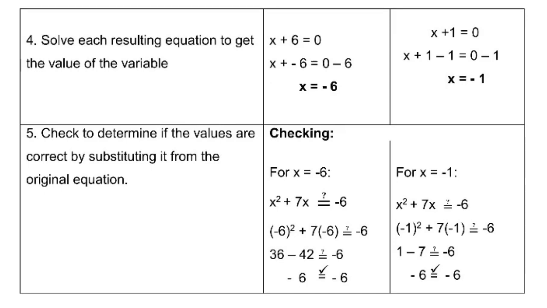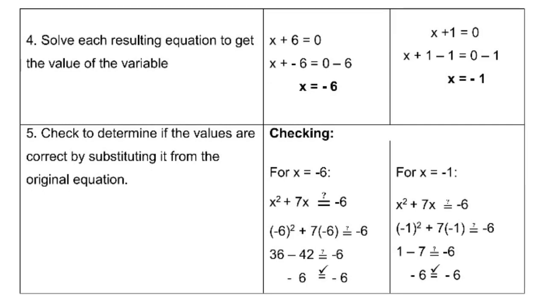Now the last step is to check if your answers are correct. For x equals negative 6, substitute x with negative 6. So we have negative 6 squared plus 7 times negative 6. Is it equal to negative 6? Negative 6 squared is 36. Then 7 times negative 6 is negative 42. So 36 minus 42 is negative 6. So negative 6 is equal to negative 6. This is correct.